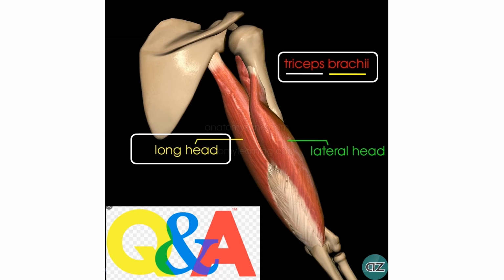The medial one is the long head coming from the scapula, and the lateral head coming from the humerus, and between the lateral and the long head we have the third head, which is called the medial head of the triceps.